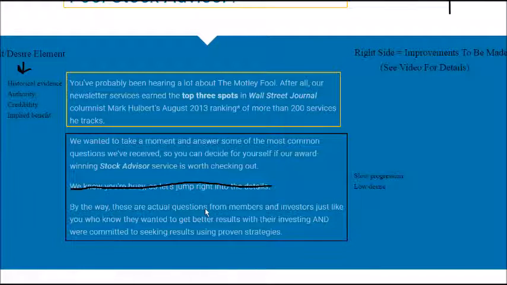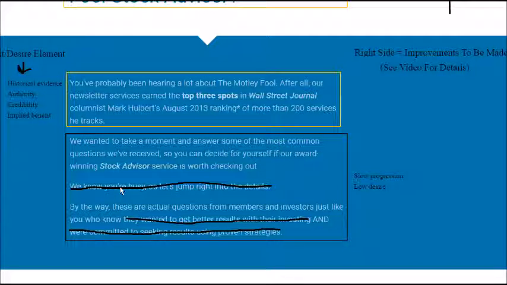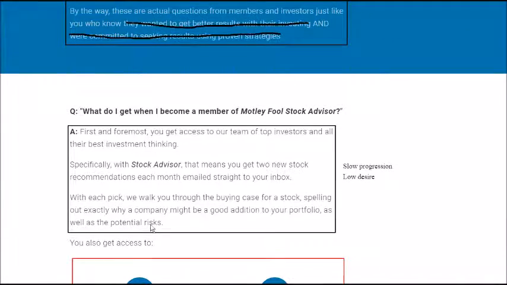By the way, these are actual questions from members and investors just like you who wanted to get better results with their investing and were committed to seeking results by using proven strategies. So you can combine these two parts of the sentence into one, and you can say all of this in the sentence that I told you about earlier, which I'm not going to say again because I want to keep this video as short as possible. So if you want to hear it, go back like 30 seconds or a minute. Okay, next.